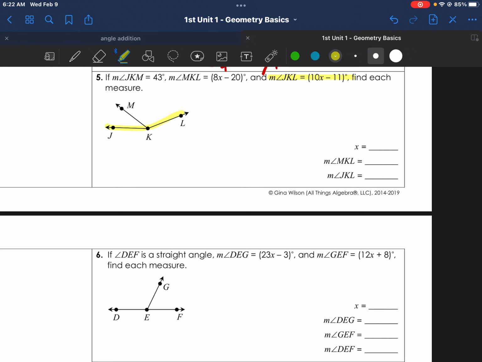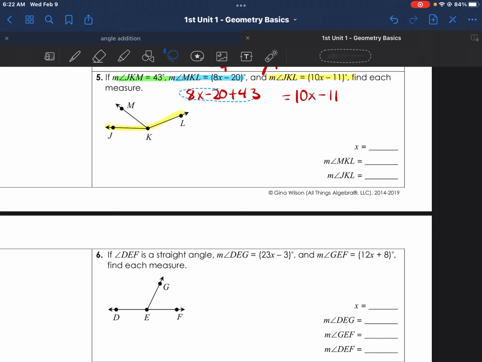So, yes, your biggest angle. Because JKL is your biggest angle, I know that equation will be sitting by itself on the right side, just like I said. Let's not complicate things. If the biggest angle is sitting on the right side, that means these two angles are on the left side of the equation. So I'm going to have 8x minus 20 plus 43.